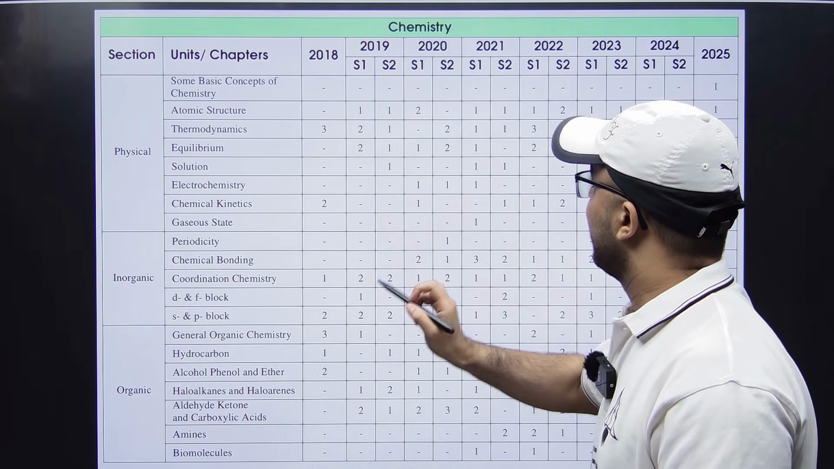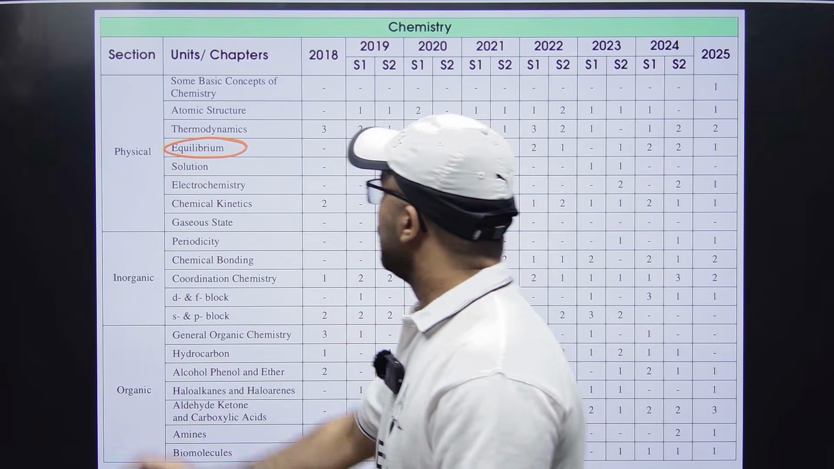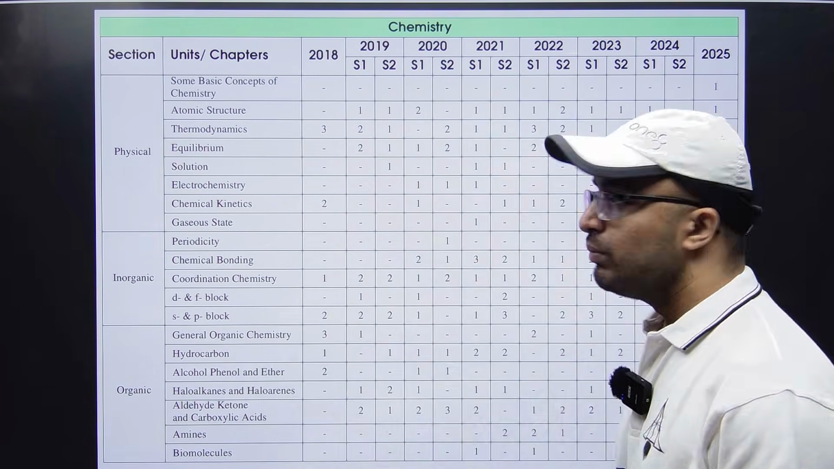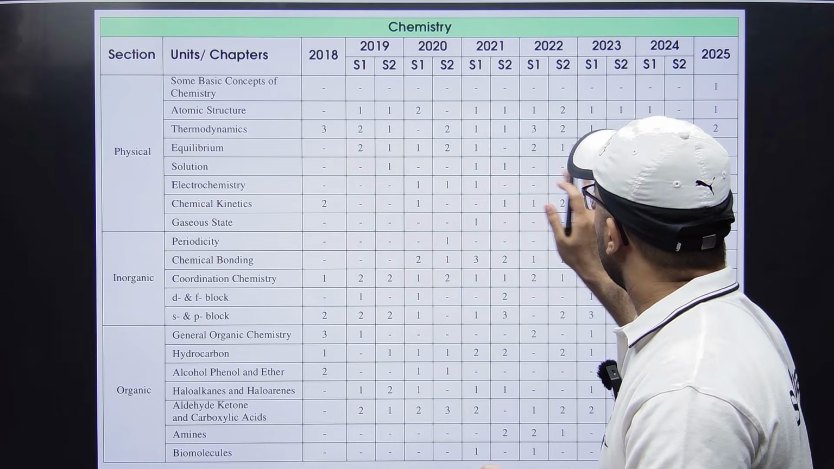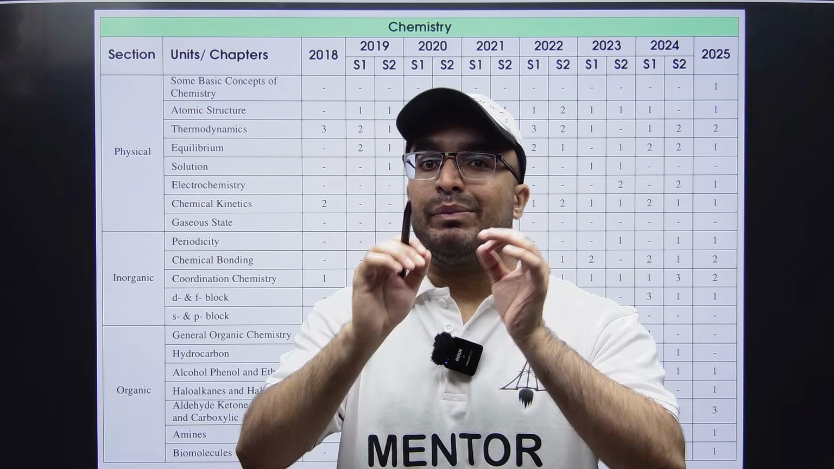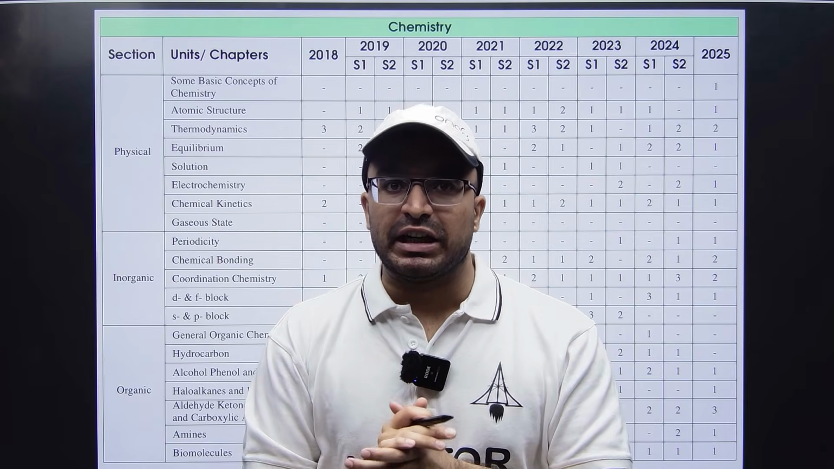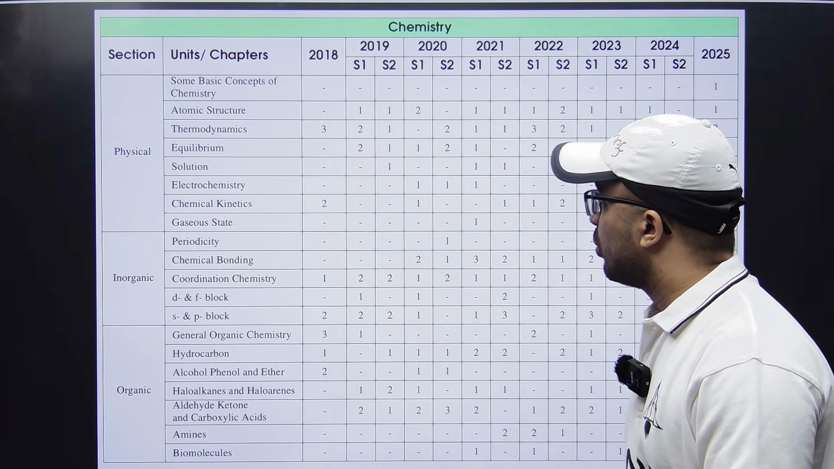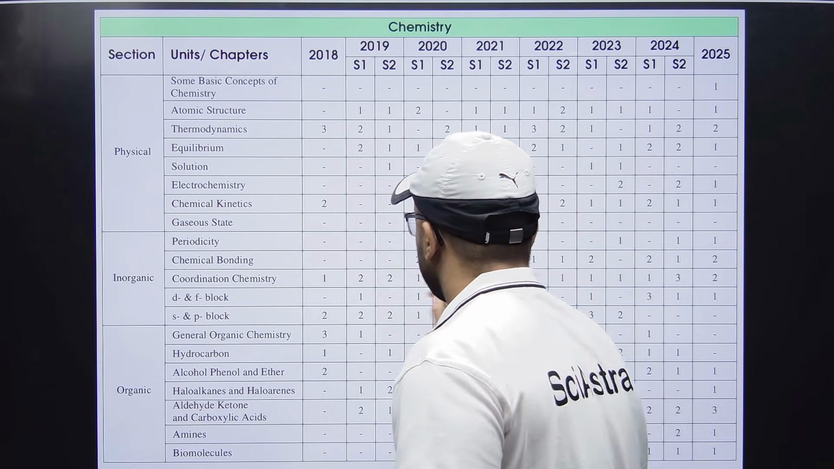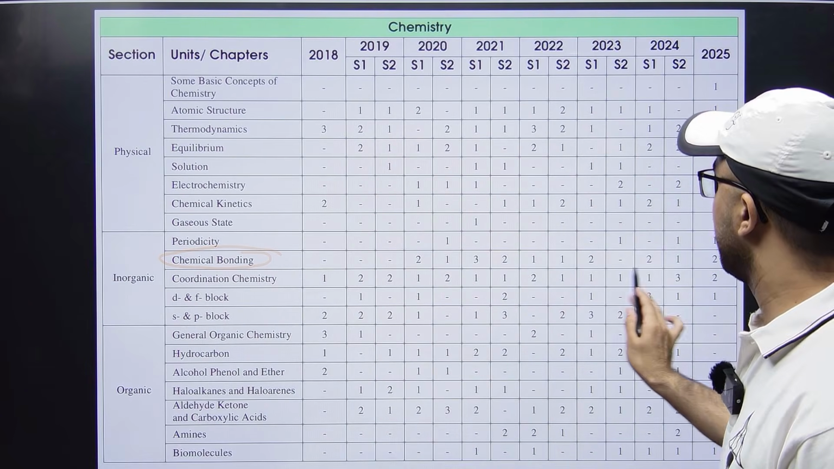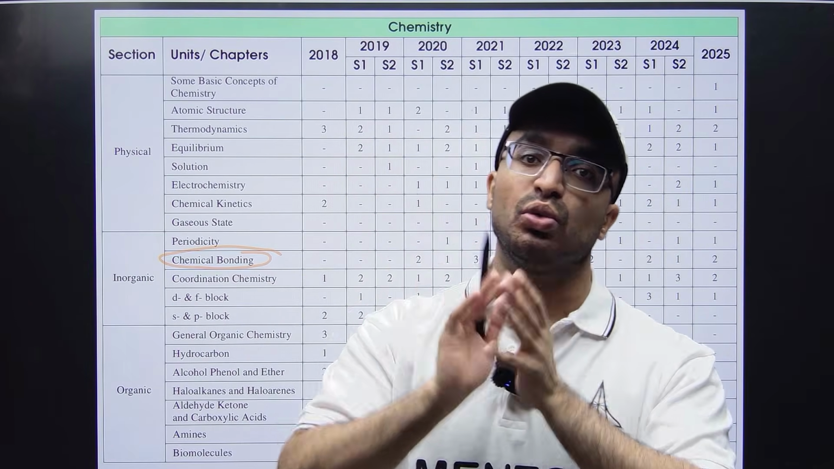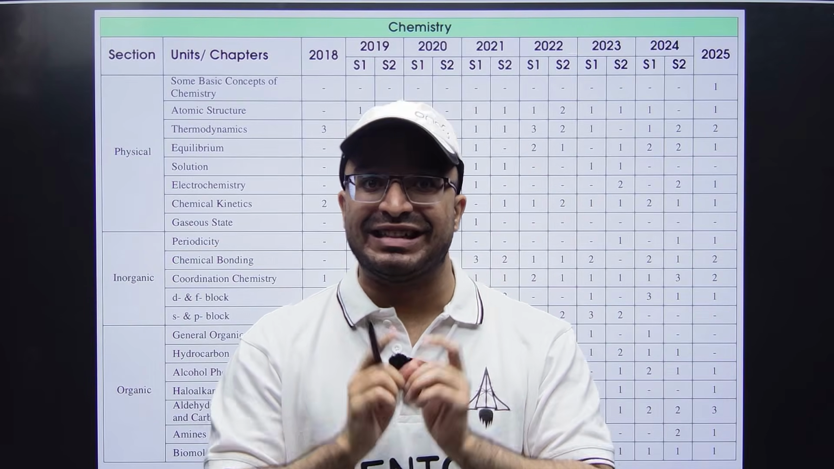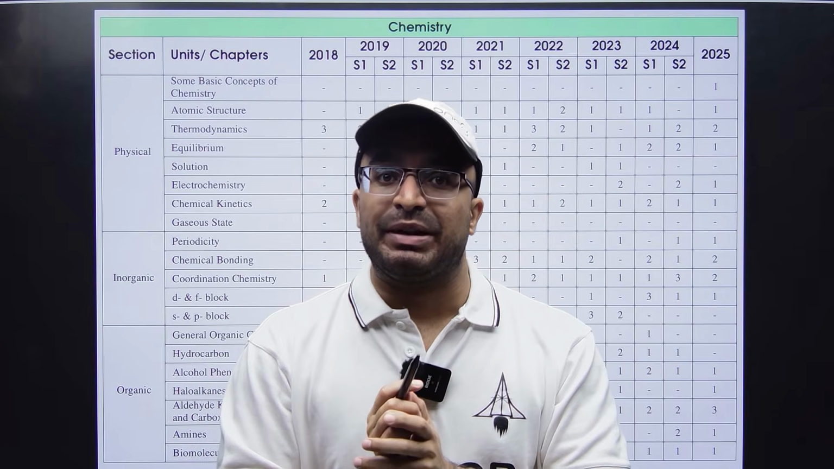The next chapter that I'm going to talk about is your equilibrium. When we saw for your IIT exam, it was not that much important, but in NEST exam, they ask almost every year from equilibrium, may it be ionic equilibrium or chemical equilibrium. So you don't have to miss equilibrium as well. And the next topic that I'm going to talk about is your chemical bonding. See, almost each and every year they are asking at least 1 to 2 questions in your NEST exam, and chemical bonding was also very important in your IIT exam as well, right? So you can't miss chemical bonding.